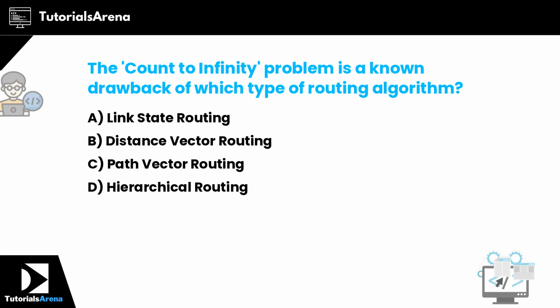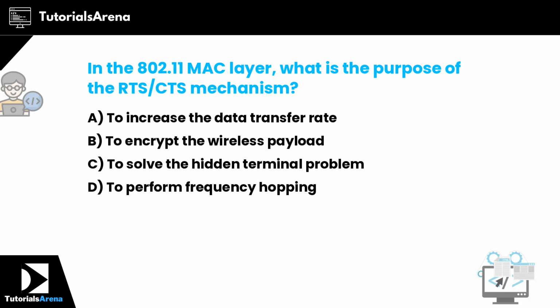The count-to-infinity problem is a known drawback of which type of routing algorithm? The correct answer is option B, distance vector routing. In the 802.11 MAC layer, what is the purpose of the RTS/CTS mechanism? The correct answer is option C, to solve the hidden terminal problem.